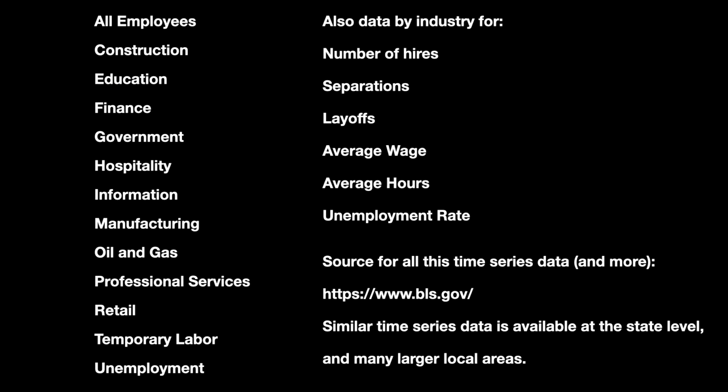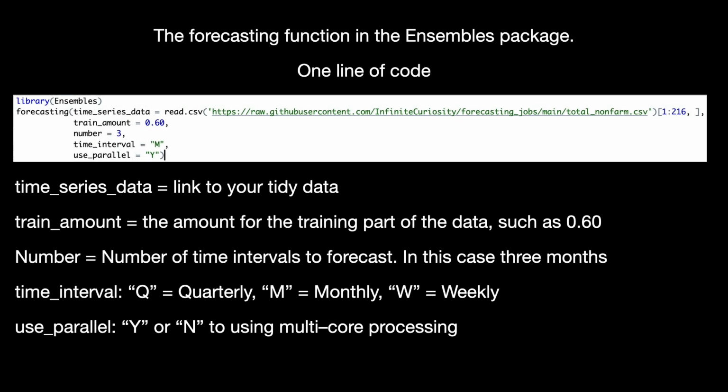So let's say you've got your data, some of which is actually included in the Ensembles package. What do you do? Well, let's look at the forecasting function in the Ensembles package. It's only one line of code, which I think is kind of amazing. So you load the Ensembles package, and then the forecasting function is going to ask you just a couple of things. Where's your data? You can either use something in another package, or what you're seeing here is I've got the data stored on my GitHub repository at the moment.